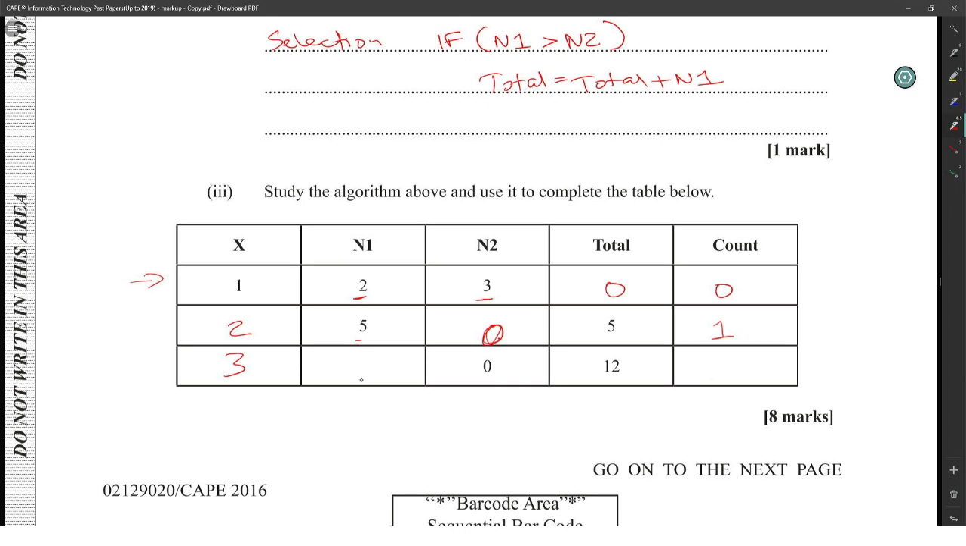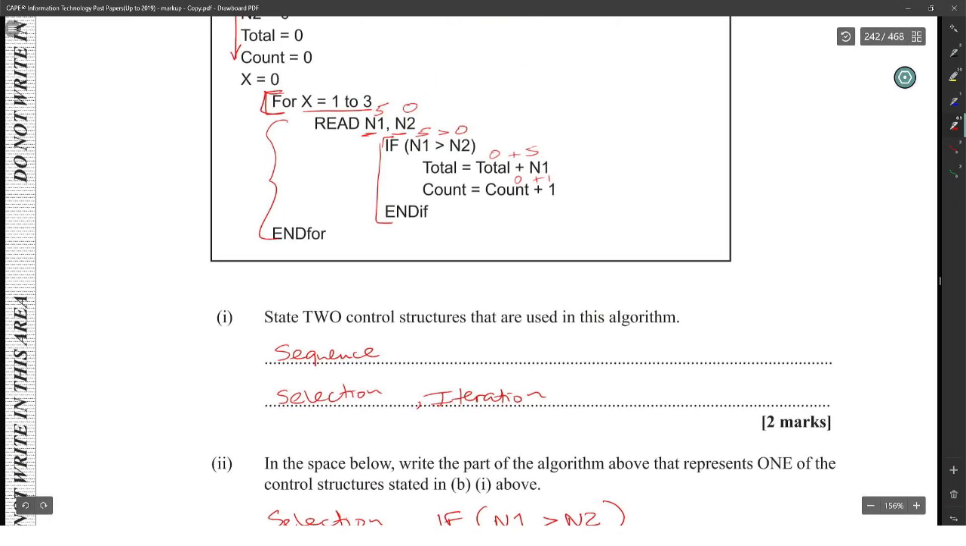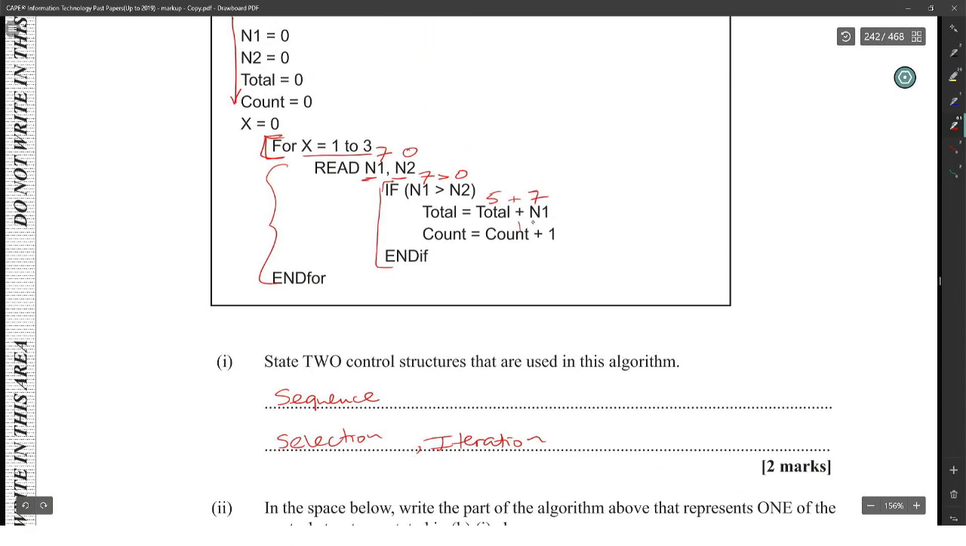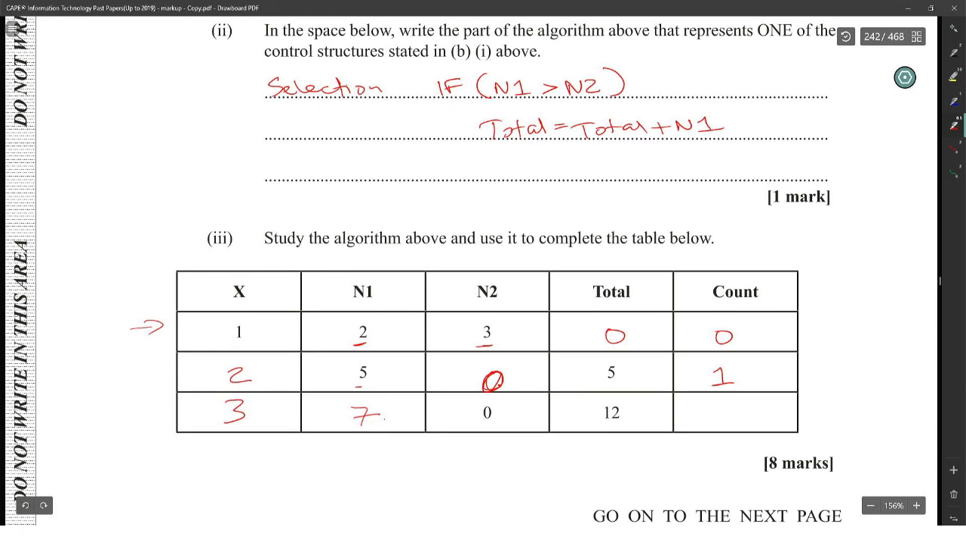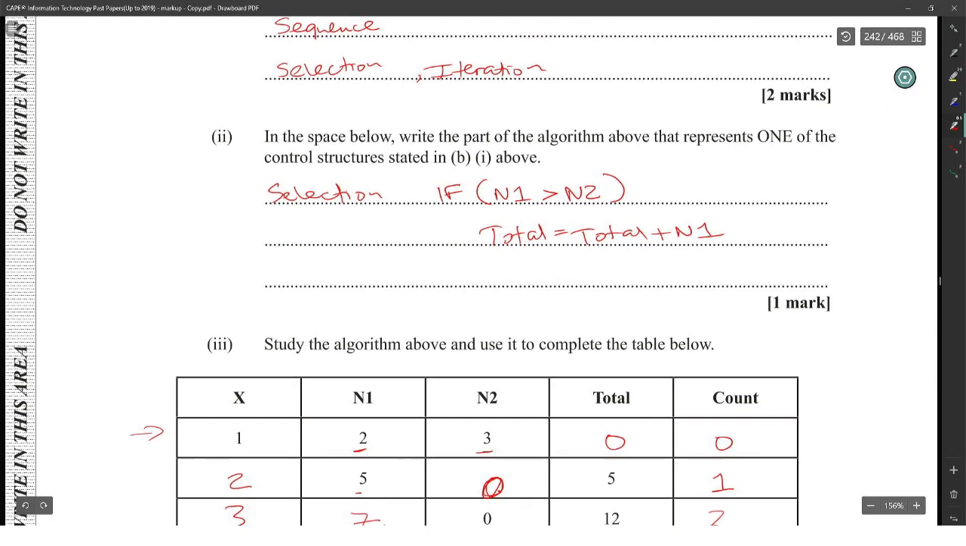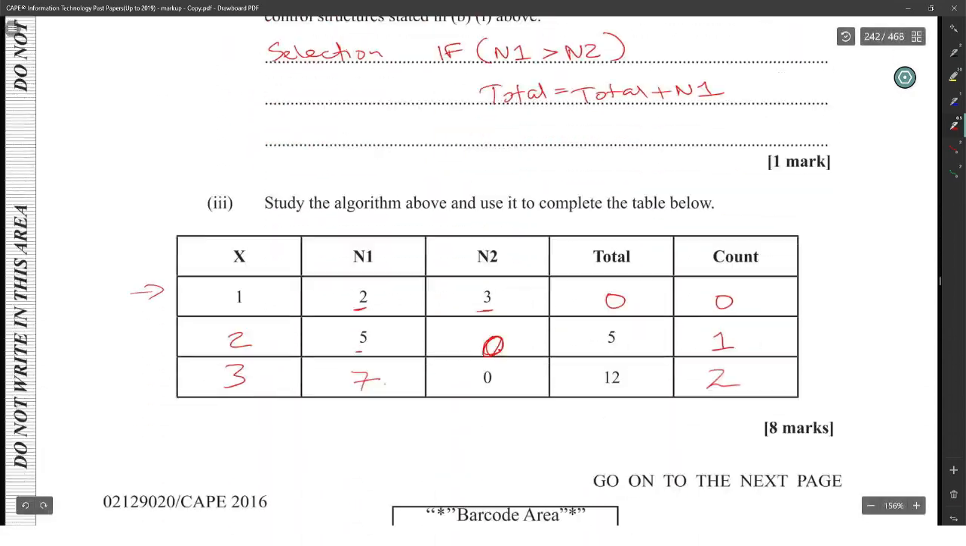Now we have to figure out what n1 is going to be if we're going to get 12. So 5 plus how much is going to give us 12? 5 plus 7. So that means n1 will have to come in as 7. So if we got 7 and 0, then if 7 is greater than 0, total is equal to 5 plus 7. So that will give us 12. And count should go up to 1 plus 1, which will be 2. Count will go up to 2. Right, that would be our trace table there. There are some deductions that you have to do, but you should be able to manage.